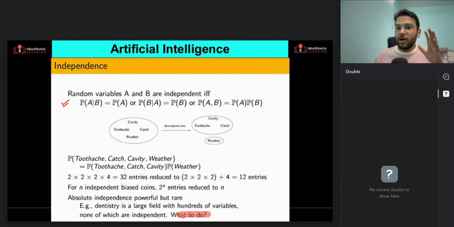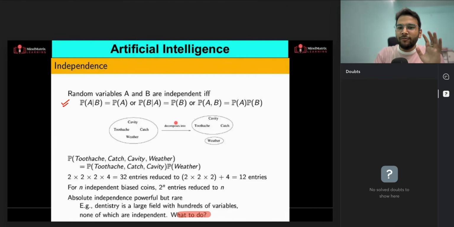Now we are stuck again, right? We started with the joint probability distribution. Now we are at absolute independence, but again we are stuck. Can you understand the flow? Now we are stuck because not all random variables will be completely independent. Now what to do? How can we further reduce it? Now comes the concept of conditional independence.